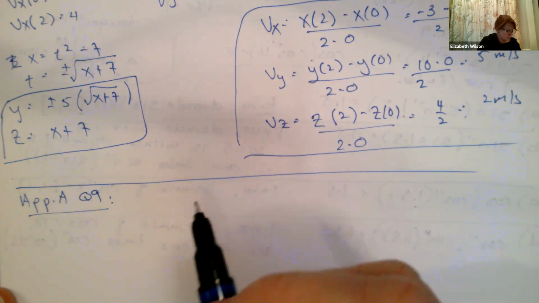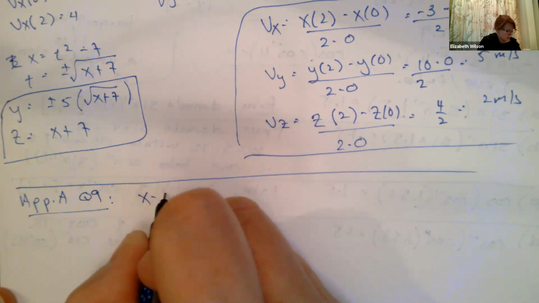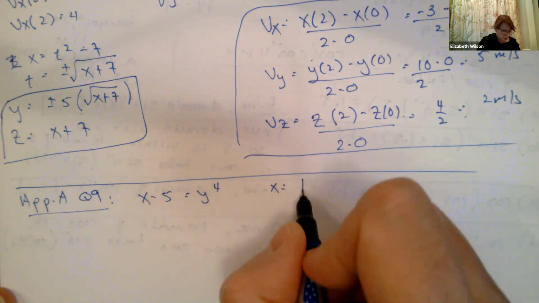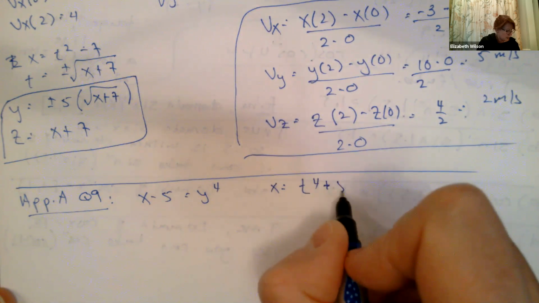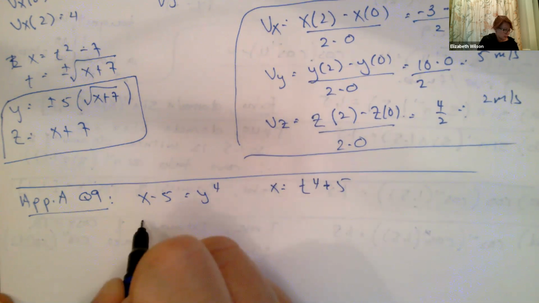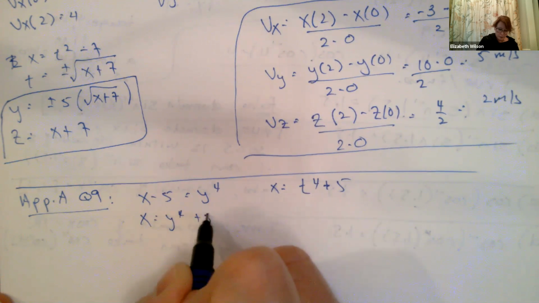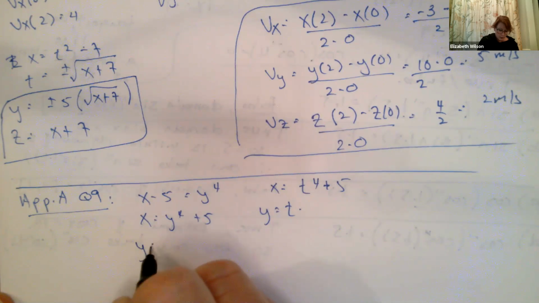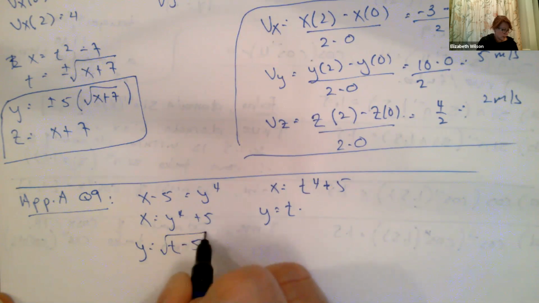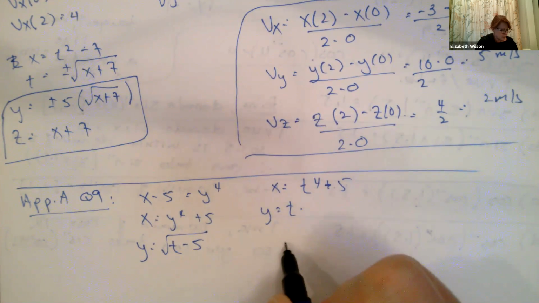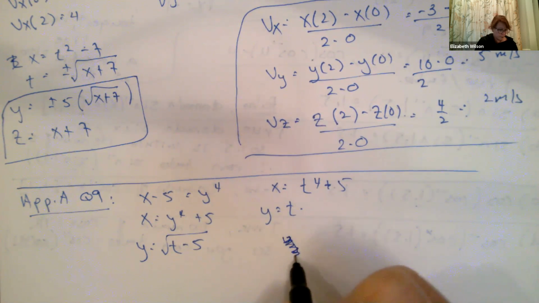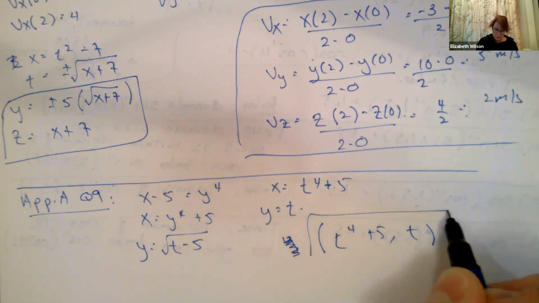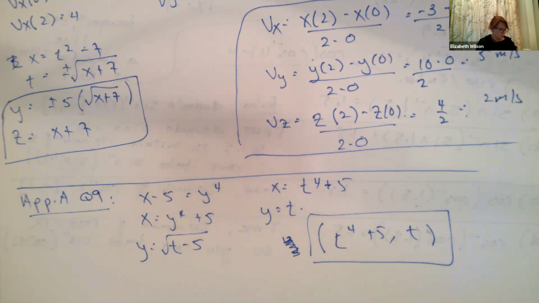Something like this. So we were given x minus 5 equals y to the 4th. x is equal to t to the 4th plus 5. This is just what I have in my notes here. So x is equal to y to the 4th plus 5, and y equals t. So then I'm going to get the equation t to the 4th plus 5 and t. That's how I worked it through. I don't have the question in front of me, I'm just looking at my notes.